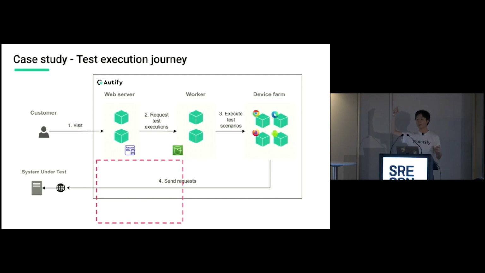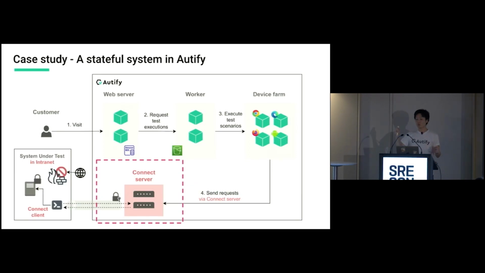And then the web server requests the test connection of a worker. And the worker facilitates test execution and sends commands to a device farm. And the device sends requests to the system under test while it browses its application. When customers' applications are not accessible from the public internet, the connect server and client are added to the network road to execute tests. The responsibility is establishing a secure bidirectional tunnel connection with customers' private network.